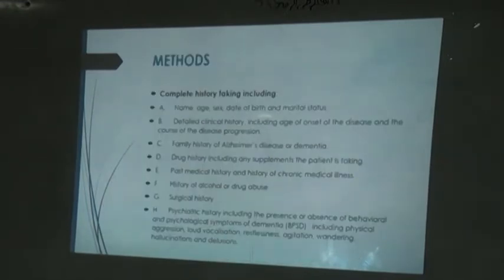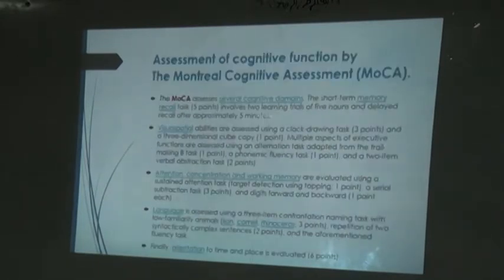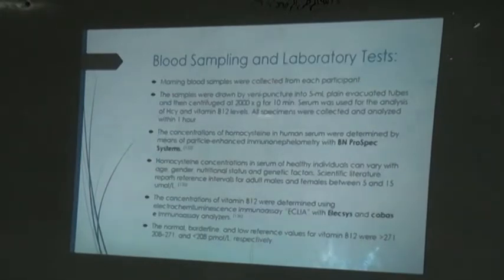Complete history was taken from all patients, personal data, drug history, family history, psychiatric history, surgical history. Assessment of cognitive function was done via the Montreal Cognitive Assessment, MoCA scale. It assessed several cognitive domains: short-term memory, visual-spatial abilities, attention, concentration, and working memory, language, orientation. Blood sampling, serum vitamin B12, and homocysteine was obtained from all patients and controls.